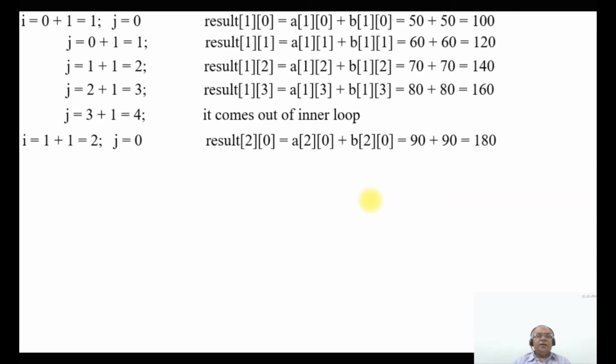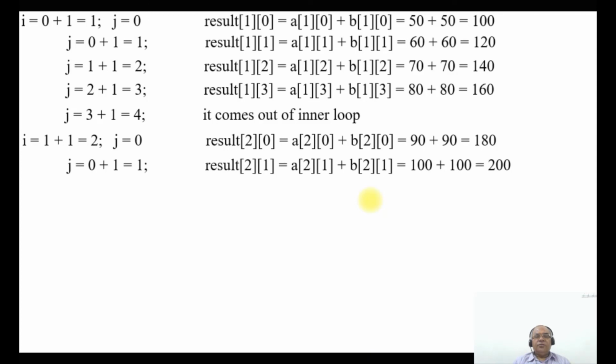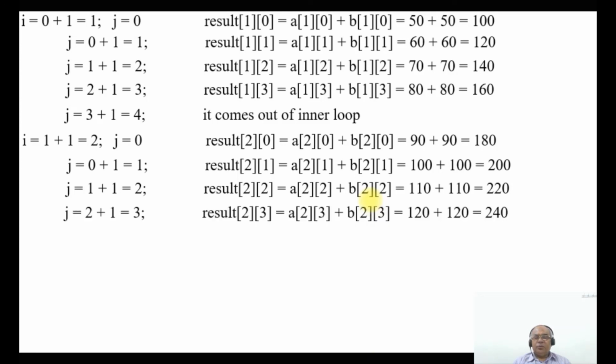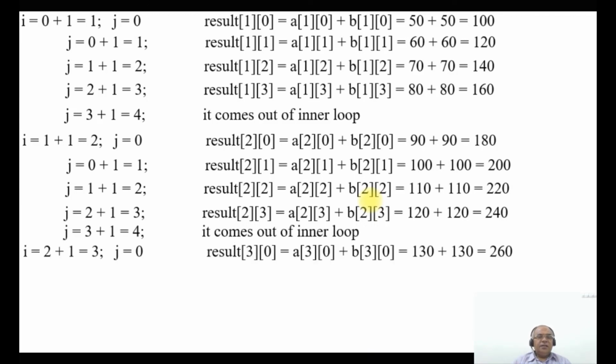Similarly, you can consider for i incremented by 1, j is equal to 0. Result of 20 is a20 plus b20, 90 plus 90 becomes 180. So then again 21 is going to become 200. a22 plus b22 will be 110 plus 110 becomes 220. a23 plus b23 will be 120 plus 120 is equal to 240. It comes out of the inner loop. Again, it is incremented, 2 plus 1 is equal to 3. j is equal to 0.